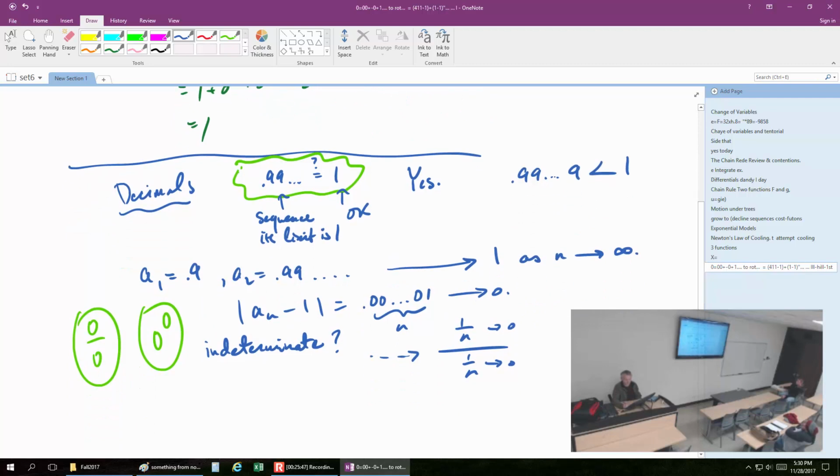Well, n divided by the same exact number. What do you get? It would be 1. It will be 1, that's right. So that is the meaning of 0 over 0. It could be 1. Could be. It doesn't have to be, but it could be. So that's the meaning of indeterminate.